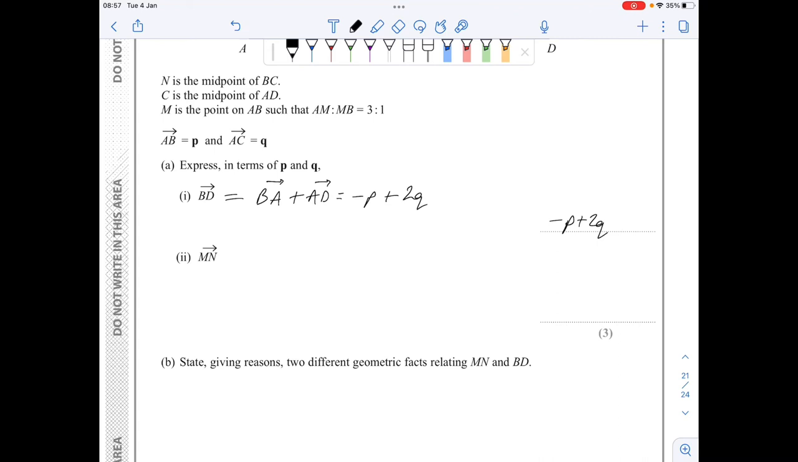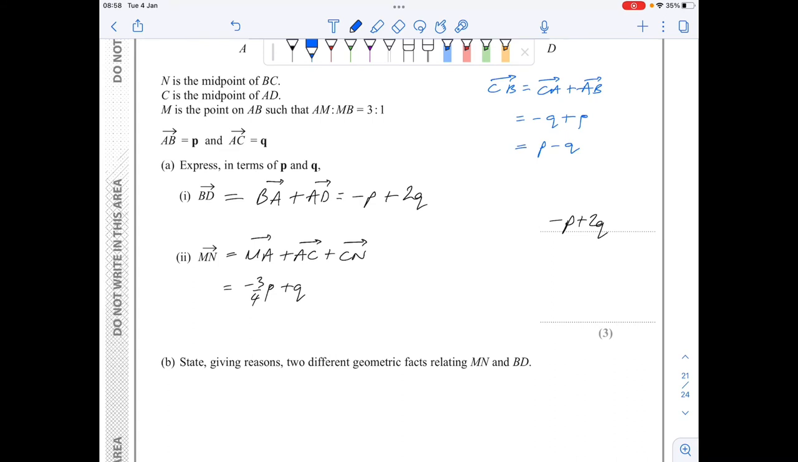For the second part, MN is equal to MA plus AC plus CN. MA is equal to minus 3/4 of P. AC is equal to Q, and then CN is half of CB because N is the midpoint. I'll come to the side and find CB. So CB is CA plus AB, which is minus Q plus P. And I like to put them in alphabetical order, so it's P minus Q. So CN is half of that.